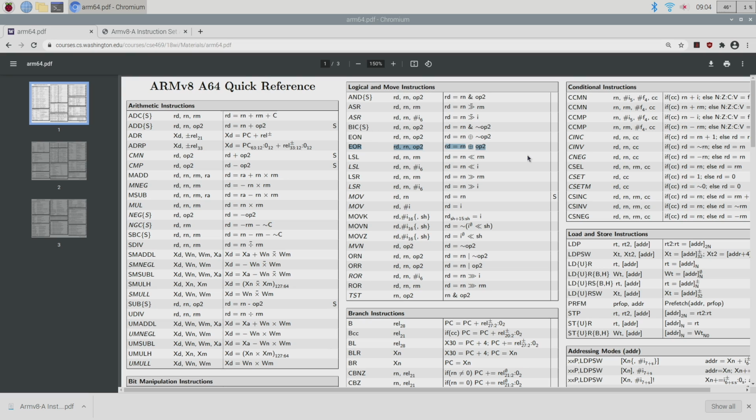Now, there's a variation of this, which is ASR. There's no ASL. ASL and LSL are the same thing. ASR is a little different. It's an arithmetic shift as opposed to a logical shift. And the difference is this.